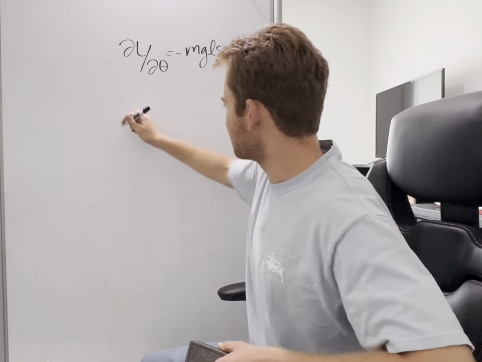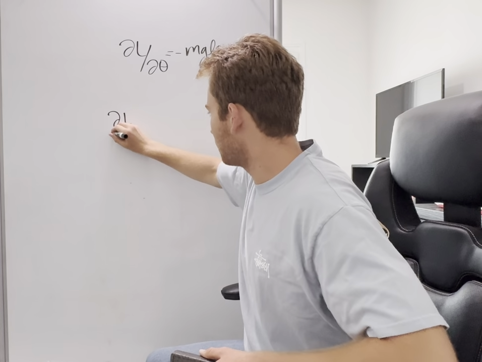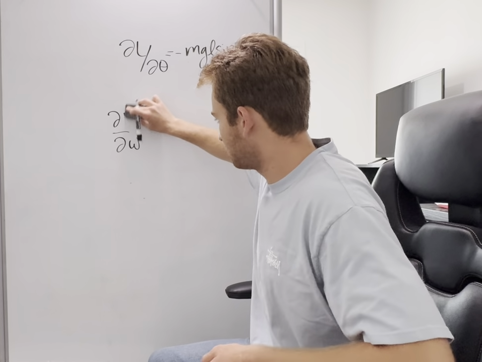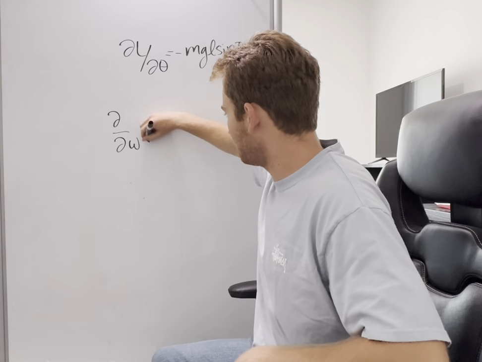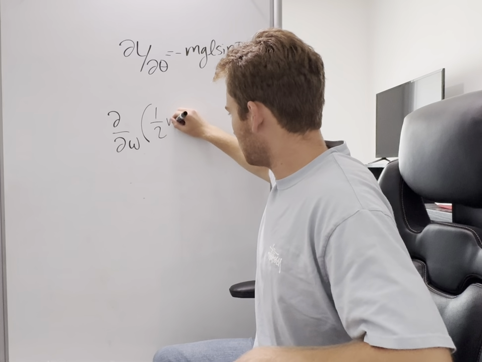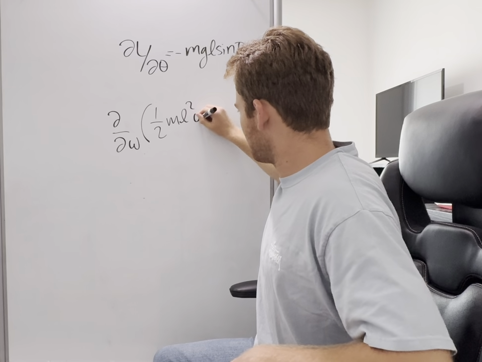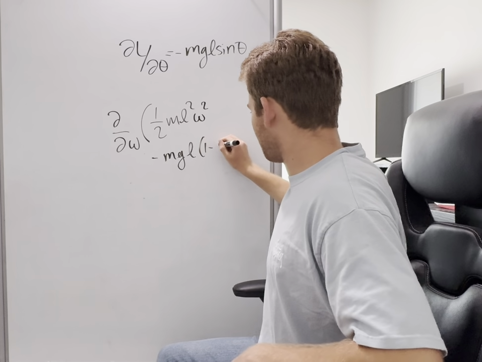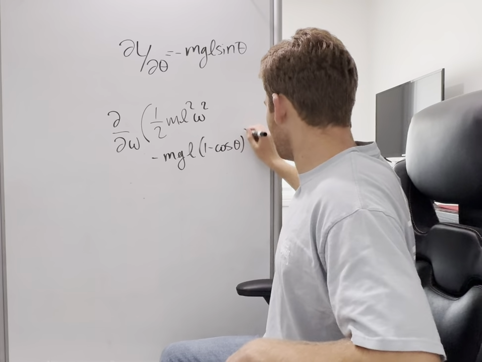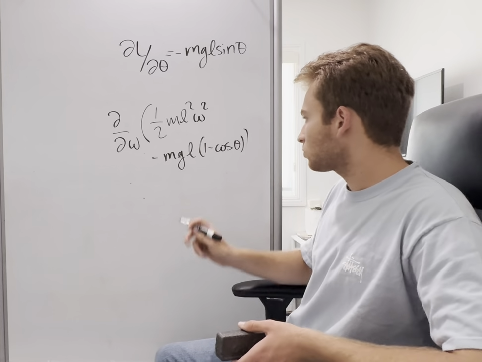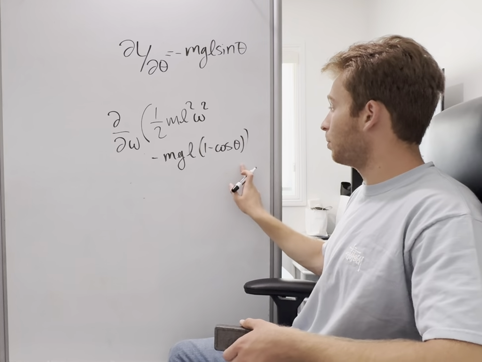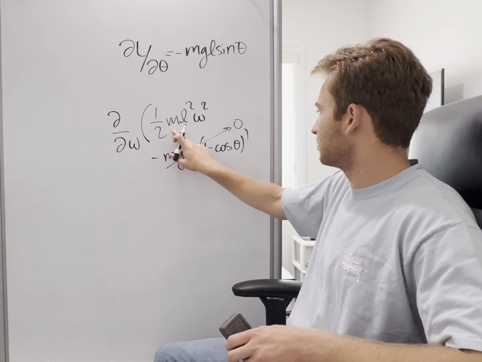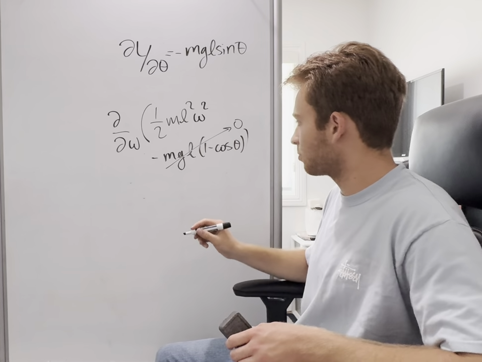The next step is computing dL by d omega. To do that, same thing we just did. Plug in the Lagrangian for L: 1/2 mL squared omega squared minus mgL times (1 minus cosine of theta). In this case, there's no omega term here, and so this term goes to 0. However, this term does not. The derivative of omega squared is 2 omega.